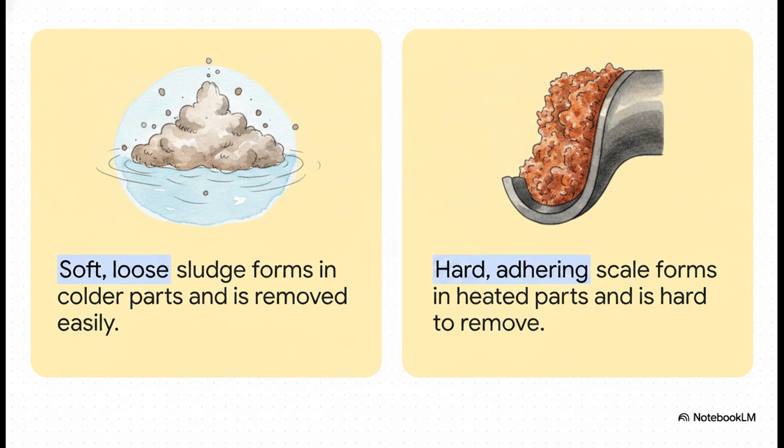Scale, on the flip side, is formed by stubborn salts like calcium sulfate. As the boiler gets hotter, these salts become less soluble, baking into a rigid crust that is incredibly difficult to scrub away.